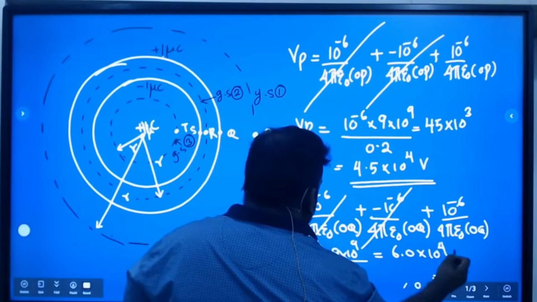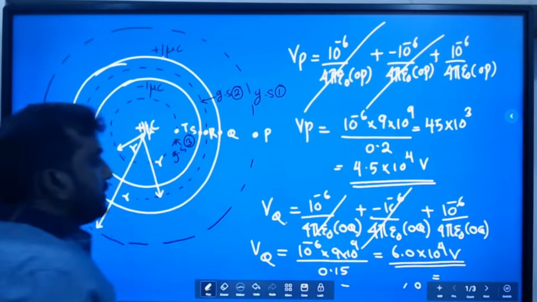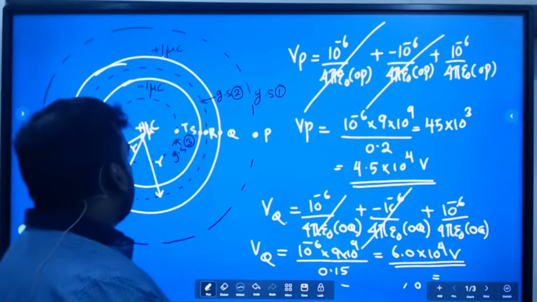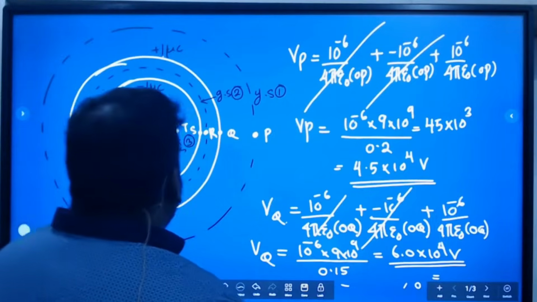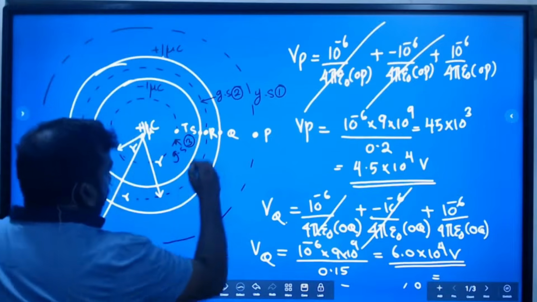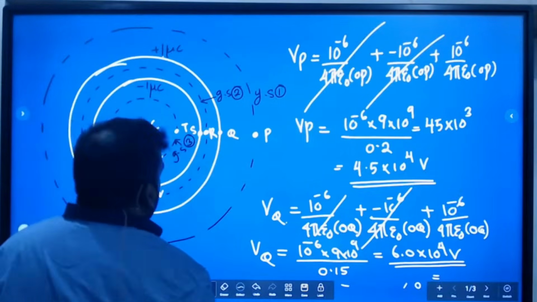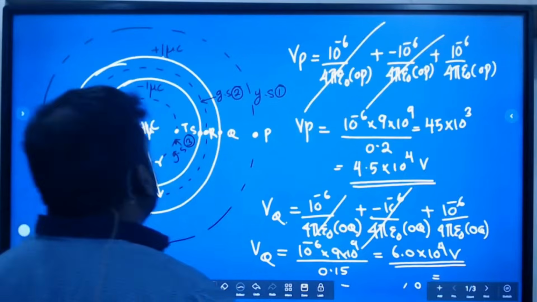6.0 × 10^4 volt. Check and see. Then they ask for the potential at R and the potential at S.